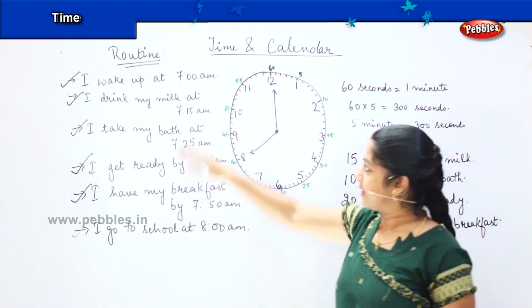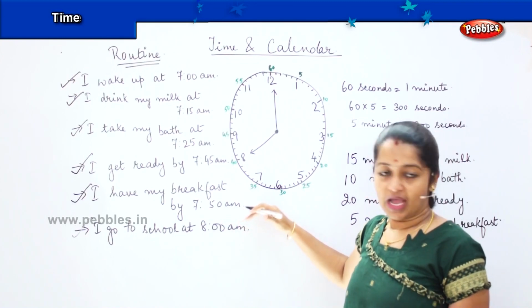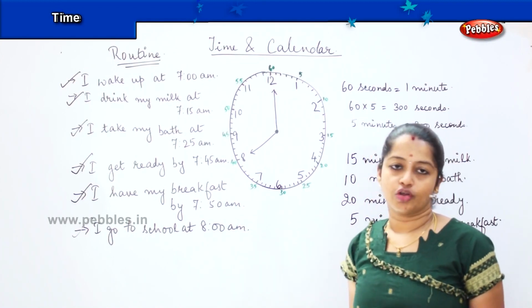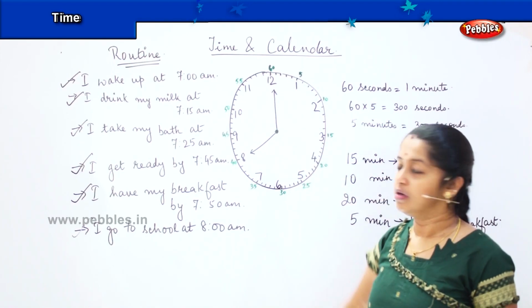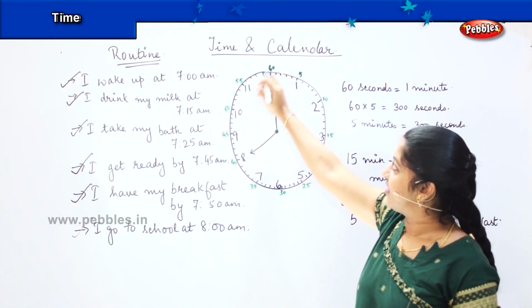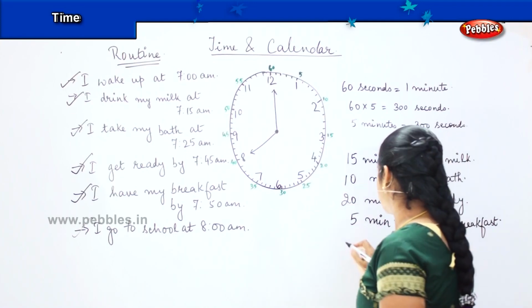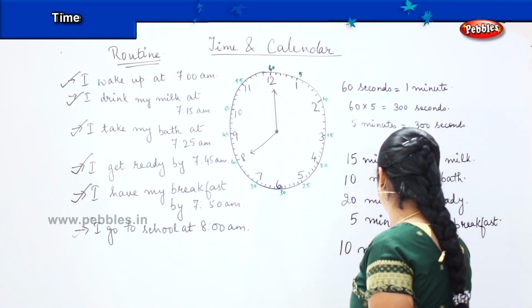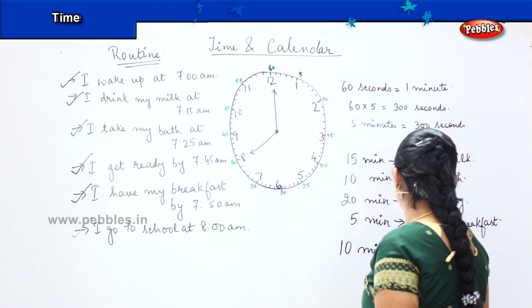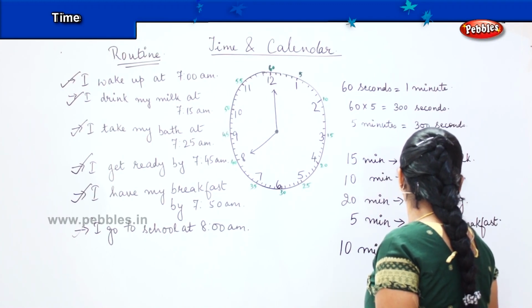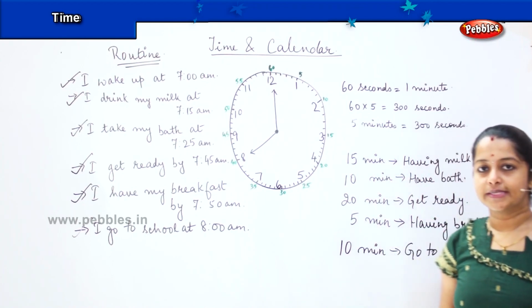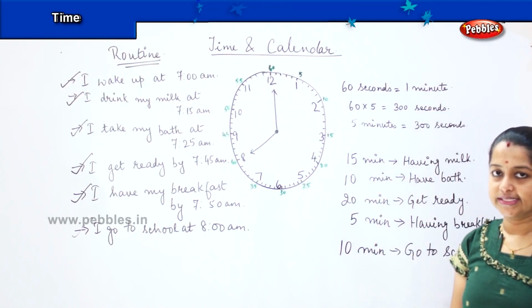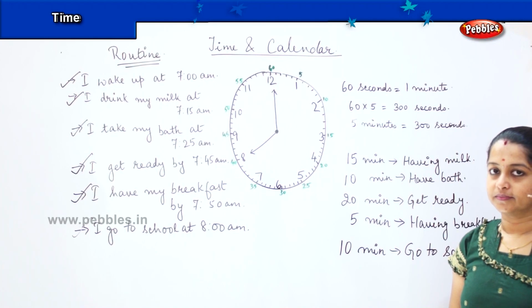Okay, and at 7:50 you have your breakfast and at 8 o'clock you go to school. So how much gap do you take for going to school? From 7:50, 55, 60, you take 10 minutes. So you take 10 minutes to go to school. So is it clear, children? Have you understood this? Okay, fine.